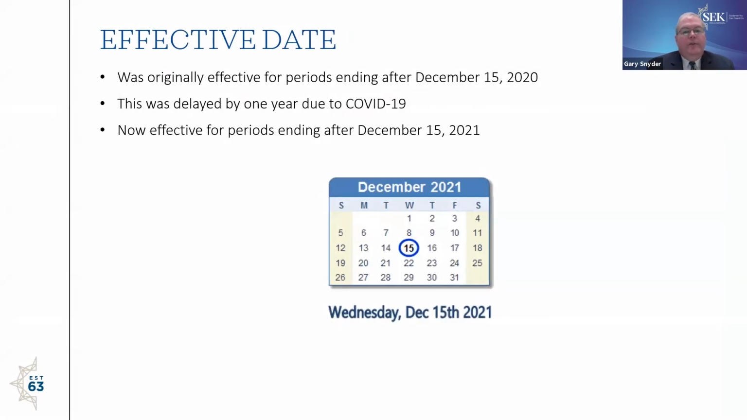This was originally effective for periods ending after December 15th, 2020, but again, it was delayed by 1 year due to COVID. So now this is effective for periods ending after December 15th, 2021. So if you are a calendar year 2021, December 31st, your auditor's reports this year will include this new wording, and then any subsequent June 2022 audit reports will also include that and anything subsequent to that. So basically, any upcoming audit reports after December 15th are going to include this new wording, so you can look for that in your auditor's reports.